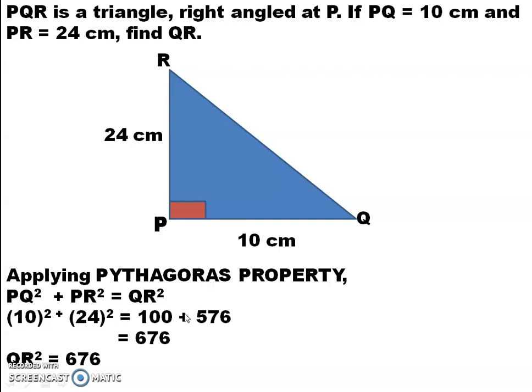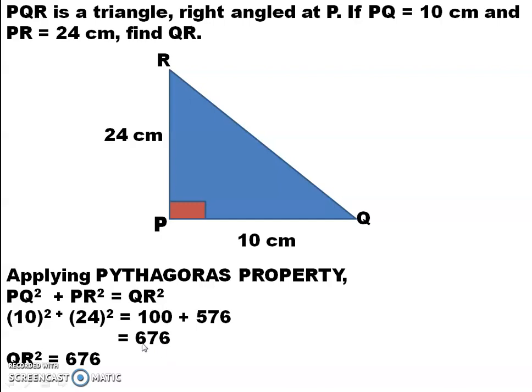576. So 100 plus 576 is equal to 676. Now you got QR square is equal to 676.